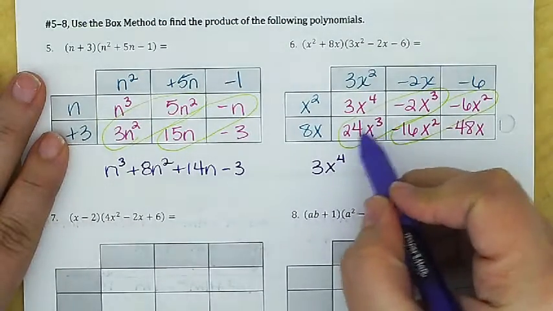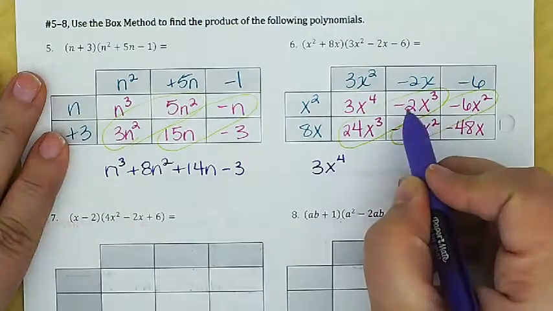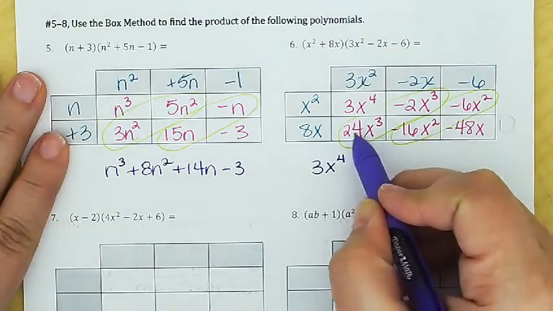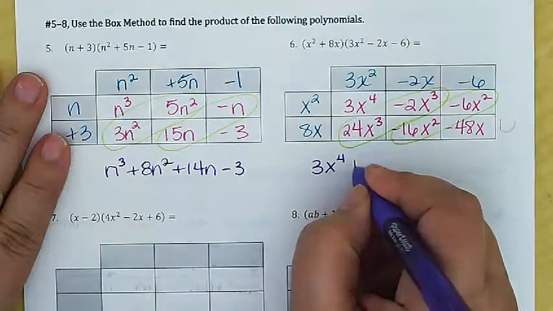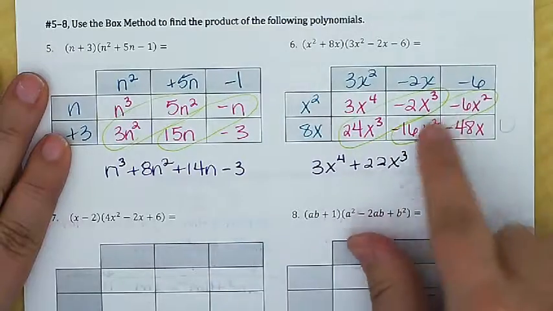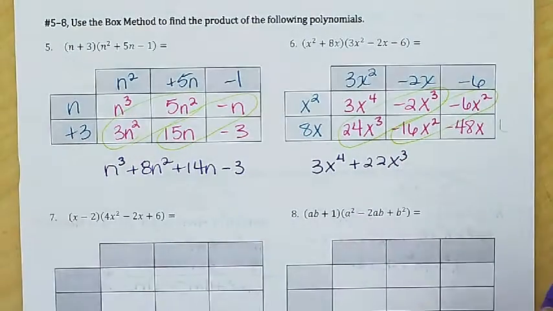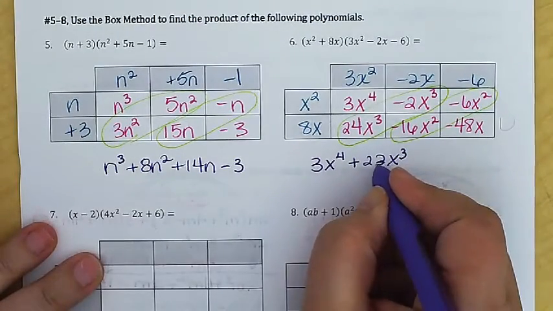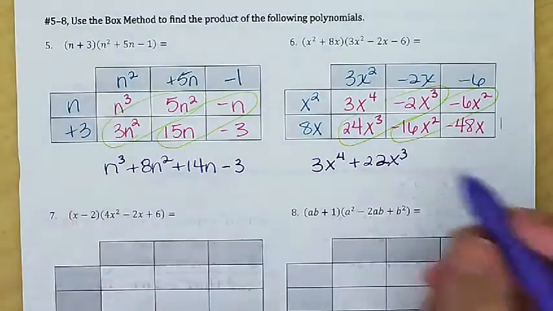But here, if I have 24 of these x to the 3rds and then a negative 2x to the 3rds, well, 24 minus 2 is really 22. I really have 22 of those x to the 3rds. See, my power stays the same in that second part of the problem. Okay. Wow, that was not very pretty.